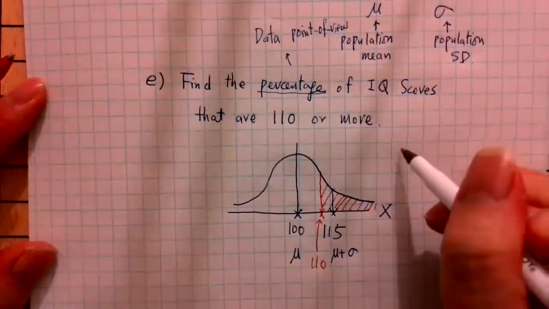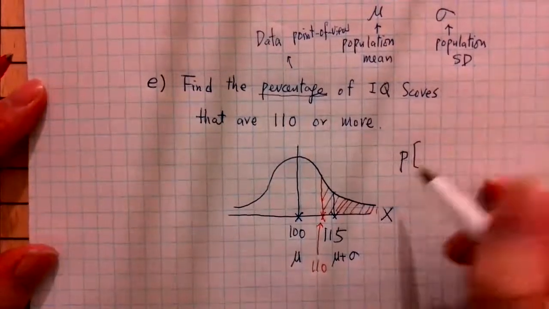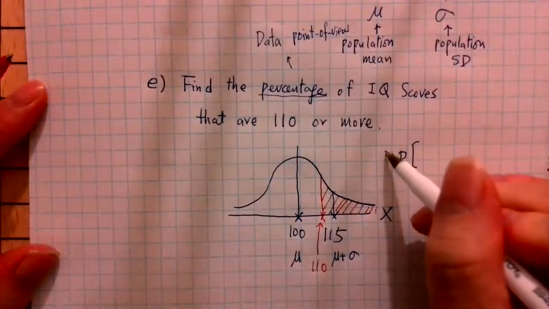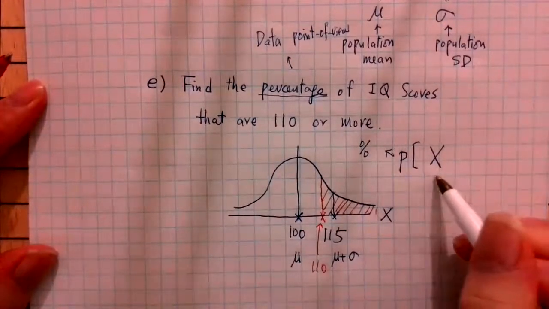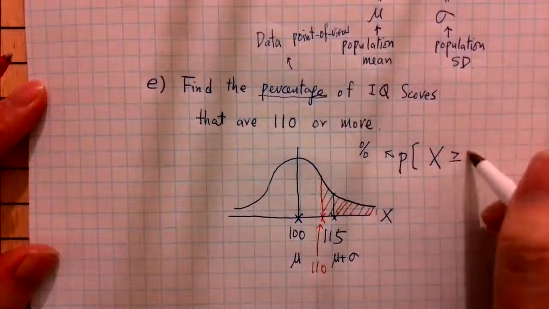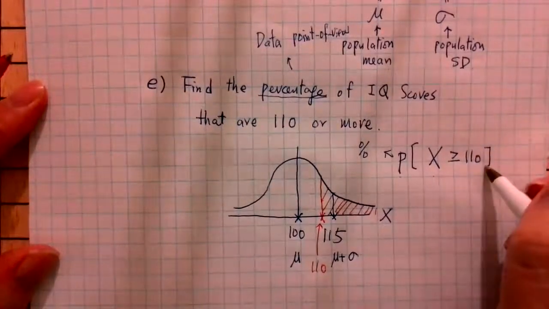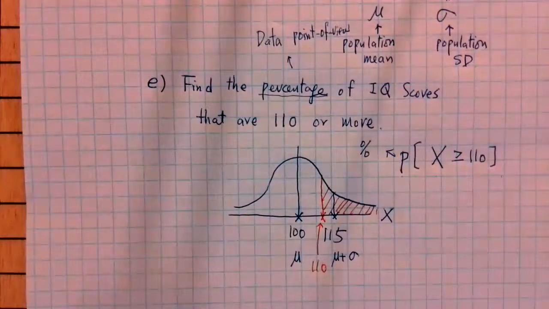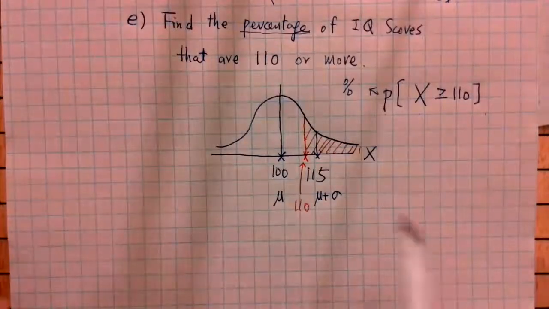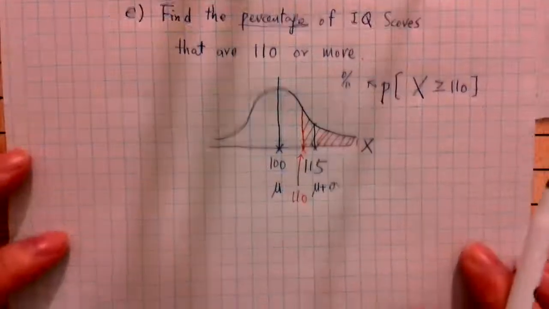So this P stands for percentage, and X, the IQ score, is 110 or more. This is our expression. So how can we find the red shady area?